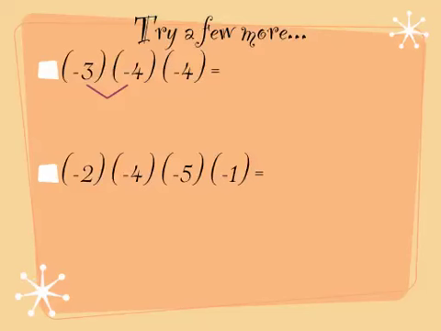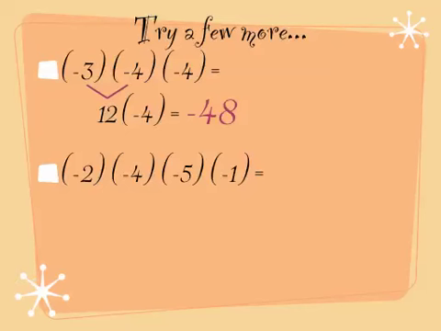-3 times -4. I have same signs, so my answer is going to be positive, and 3 times 4 is 12. And here I've dropped down my second -4. Now I have a positive 12 times a -4, which means that I have different signs, so my answer is going to be a negative, and 12 times 4 is 48.